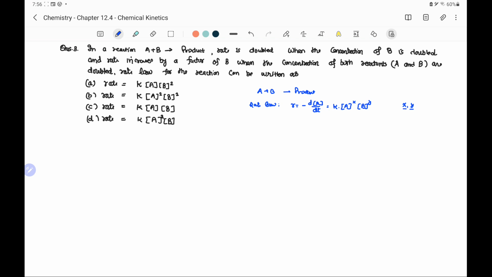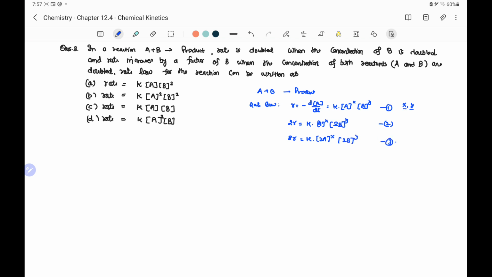These are the orders with respect to A and B. As per the question, rate becomes double if the concentration of B is doubled. Therefore, we can write R = K[A]^x[B]^y as equation number 1, and 2R = K[A]^x[2B]^y as equation number 2. And the rate increases by a factor of 8, that is it becomes 8R, equal to rate constant K when the concentrations of both reactants are doubled. So it is K[2A]^x[2B]^y. This is equation number 3.